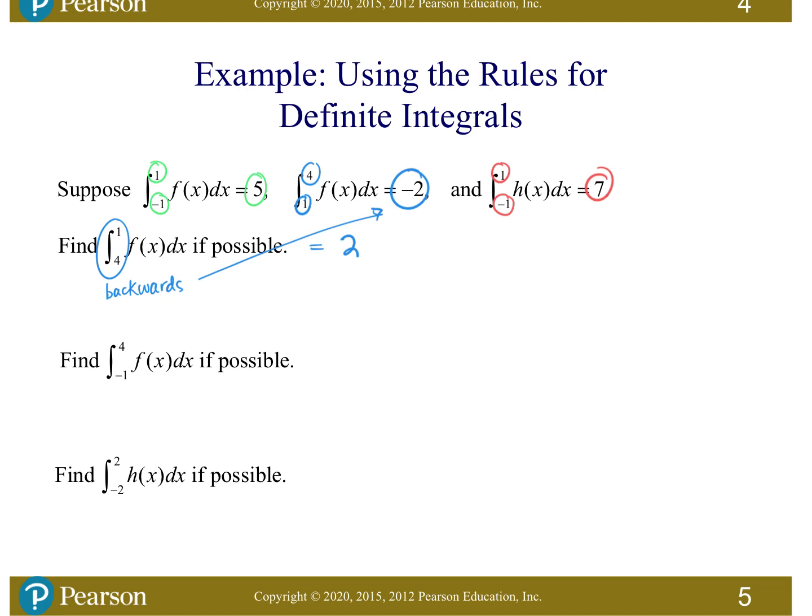All right, the next one is asking us to go from 1 to 4. And we see that we have -1 to 4, and we've got -1 to 1. And then we can connect that as 1 to 4, and that's legal to add those two things together. And so this will end up to be 5 plus -2, and so 3 is the value of that integral.